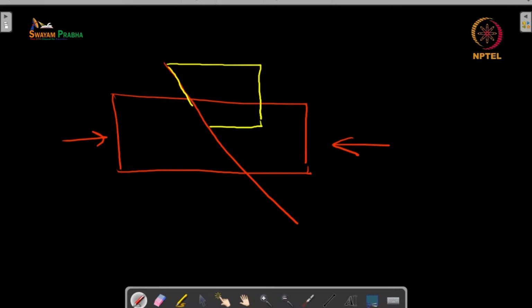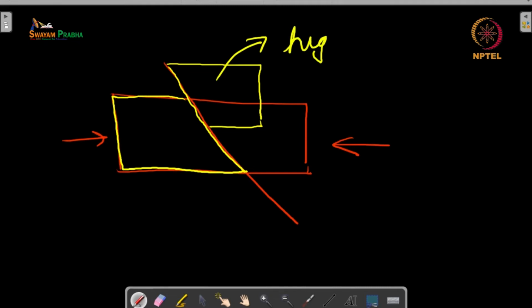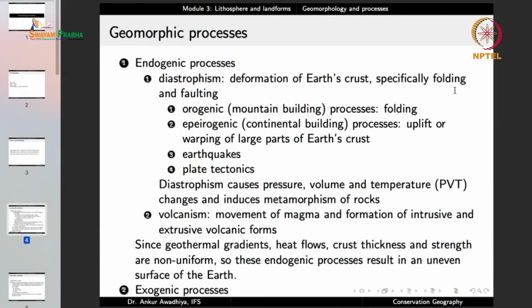So now the configuration is like this. Here again we have created an area that is higher and an area that is lower. So the processes of folding and faulting both lead to deformation of the Earth's crust, and this can lead to the creation of different landforms.